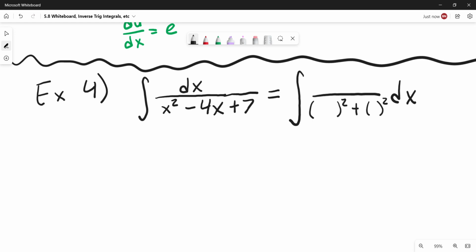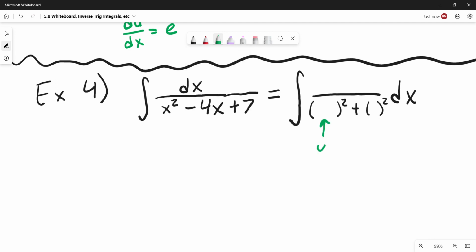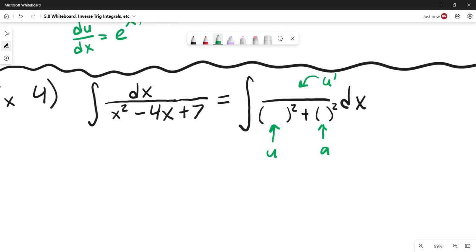Right? Some... This is going to be some kind of u. This is going to be some kind of a. And this is going to be u prime, or du/dx. Right? And then it's going to be equal to some arctan thing, plus c. All right, that's where we're going with this.